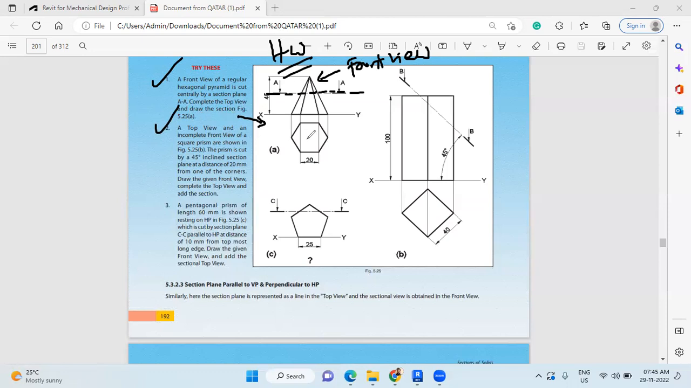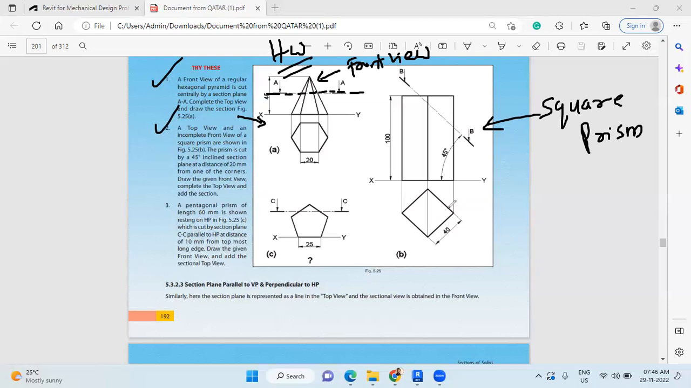A top view and an incomplete front view of a square prism are shown in figure 5.25. The prism is cut by a 45 degree inclined section plane at a distance of 20 millimeters from one of the corners. Draw the given front view, complete the top view and add the section.